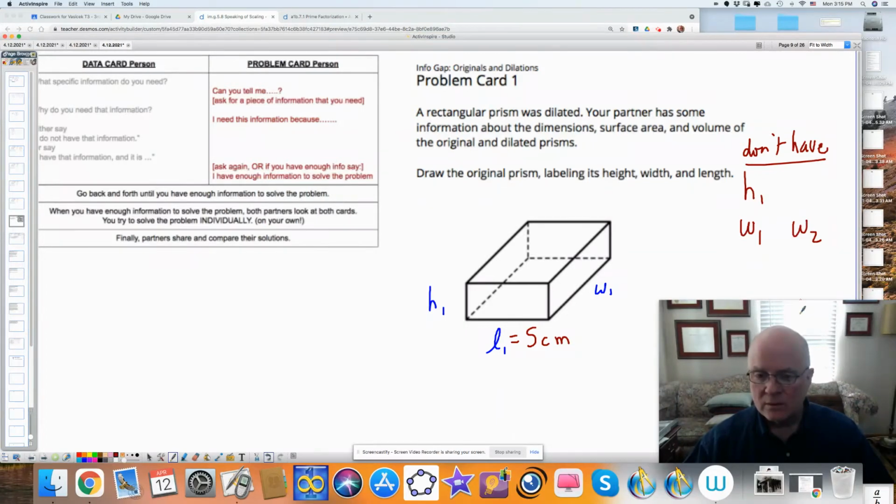What specific information do you need? Can you tell me the height 2? Why do you need that information? Because if I knew the scale factor, then I could find height 1, and that's one of the things I'm looking for. I have that information. The height 2 is equal to 4 centimeters.